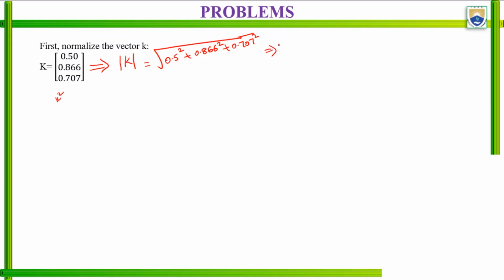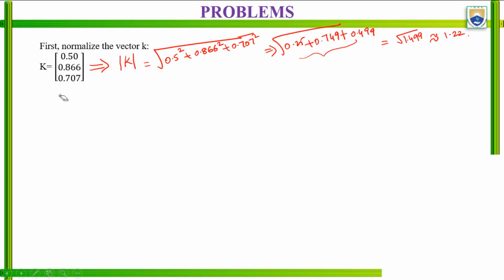What is 0.5 squared? It is nothing but 0.25. Plus, what is the square of 0.866? It is 0.749, and 0.707 squared is 0.499. Now, when we add all these terms, what are we getting? Root of 1.499, which is approximately equal to 1.22.